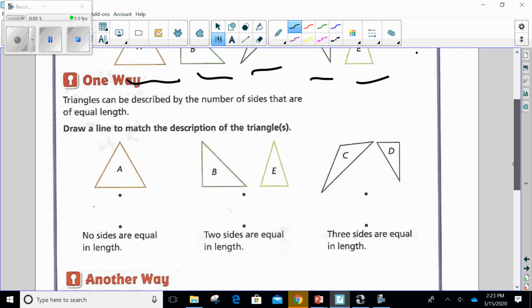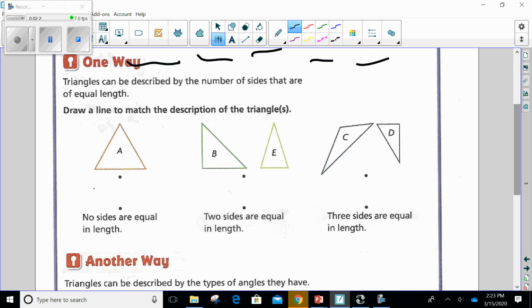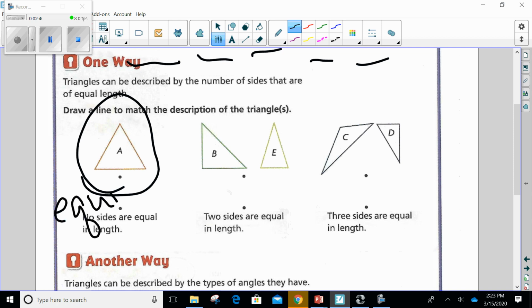The first way we're going to group is by looking at their sides. And it says we're looking at the sides that have equal length. Okay, so look at A right here. All those sides have the same length. Okay, they're all congruent sides. They're all the same size, same shape. That is called an equilateral. I know it doesn't show it up there, but that's an equilateral triangle. Okay, that's an equilateral, equal as in the same.